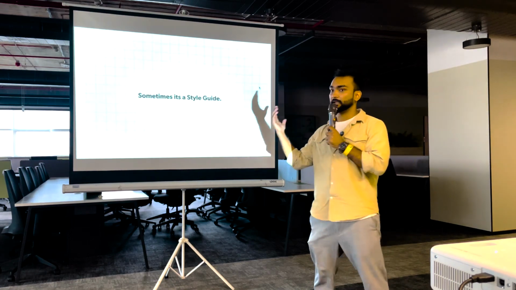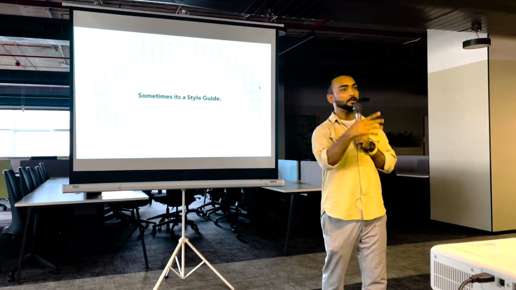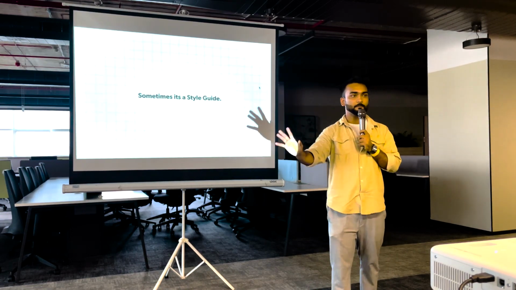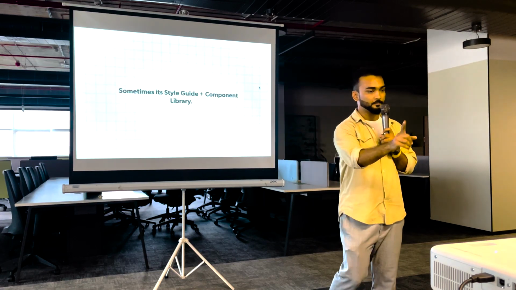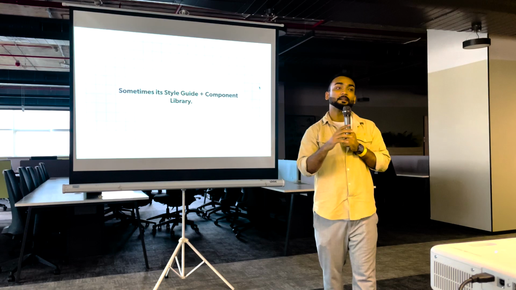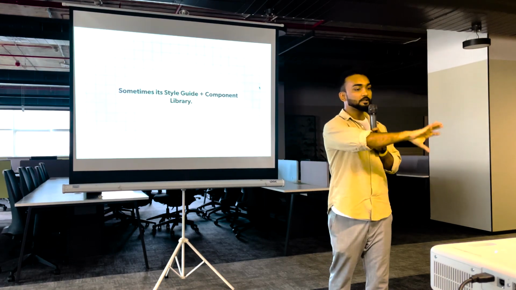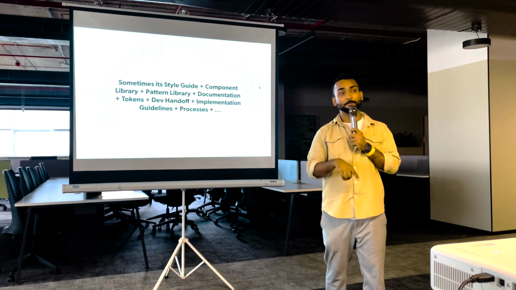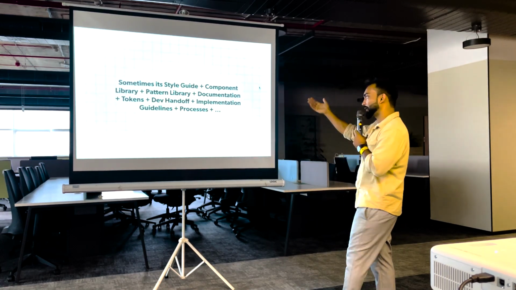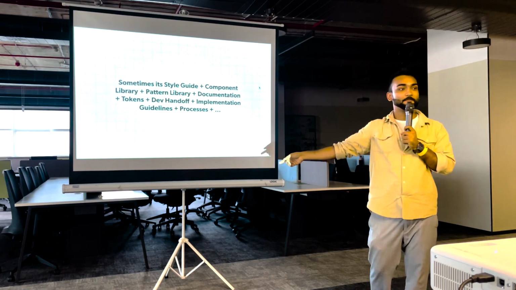Sometimes it's a style guide. Now what's a style guide? A style guide is a collection of all of the fundamental building blocks of any design, which is color, typography, grid, spacing, layout, icon, motion, imagery, or illustration. Okay? That's a style guide. Sometimes a design system is a style guide combined with a component library, which is the components that you build using the style guide. But sometimes a design system can be a style guide, a component library, pattern library, documentation, tokens, dev handoff, implementation, guidelines and process, and a lot more.